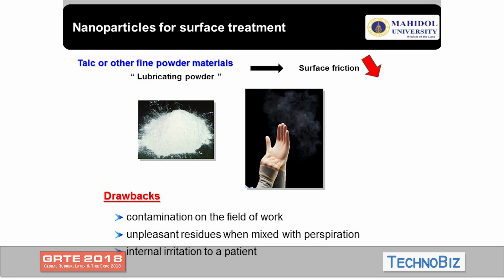Normally, lubricating powders are generally used to reduce the surface friction. Examples of lubricating powder are talc or cornstarch. However, this kind of lubricating powder can easily come loose from the glove, and then it causes contamination in some fields of work, such as in electronic or biomedical applications. Moreover, it can cause internal irritation to some patients.